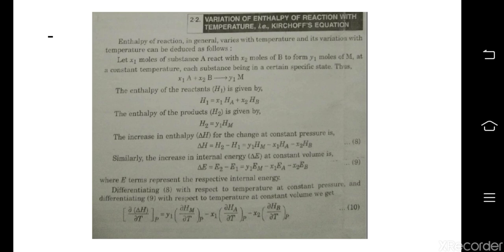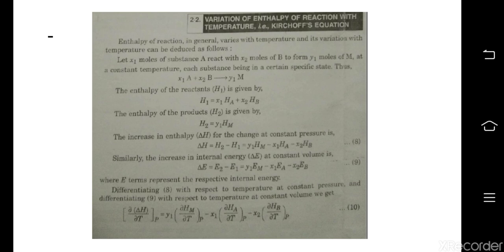Hello students, let us begin with the Kirchhoff equation. We will begin by writing a general equation A plus B giving M. The number of moles of A will be x1 and the number of moles of B will be x2. Number of moles of the product M will be y1.